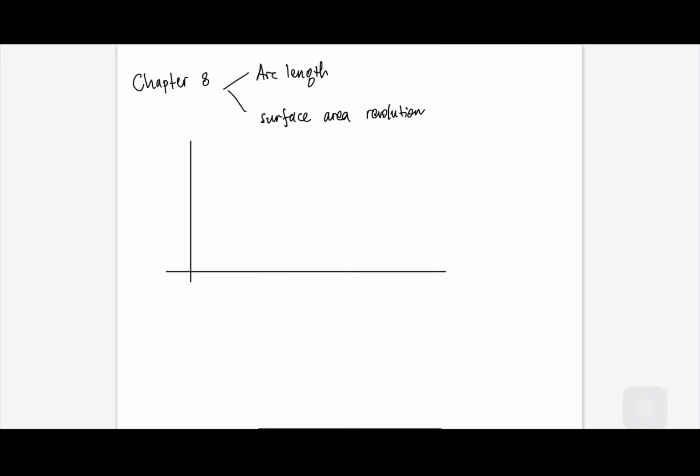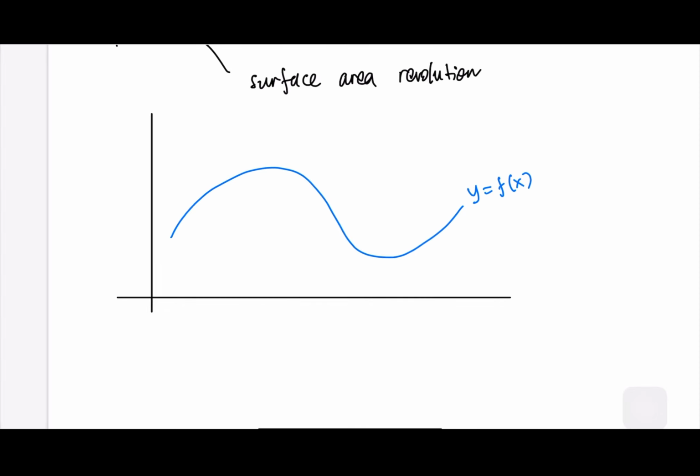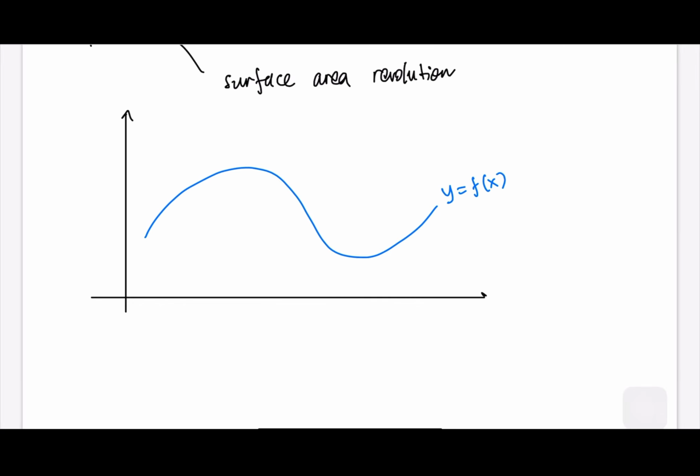Let me start with a random graph like that, and we call this y equal f of x. The arc length means we need to measure the length of a curve. For example, if we have this y equal f of x, and we want to calculate the length, what can we do?